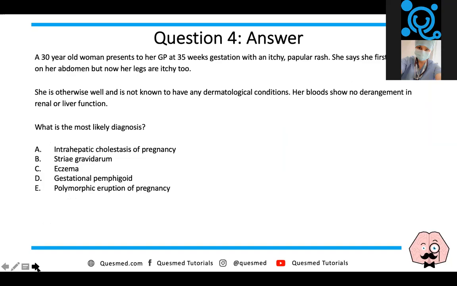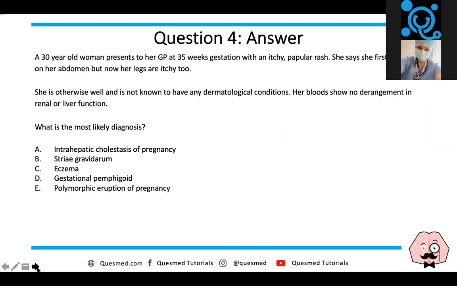So let's check back with the question. Looking at the answers here, intrahepatic cholestasis doesn't tend to produce a rash. It tends to produce more of an itch. So this is more unlikely, and she's got no change in her liver function tests. Striae, this doesn't sound like simple striae. There's a papular rash and there's an itch.